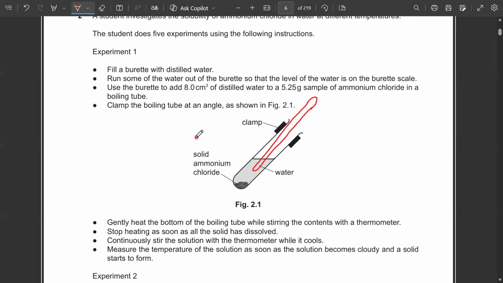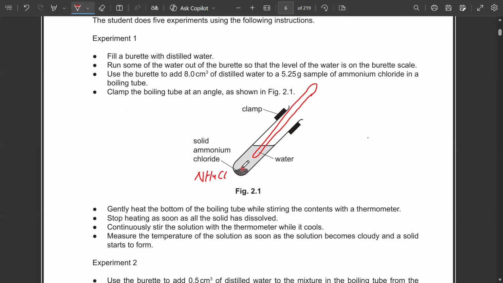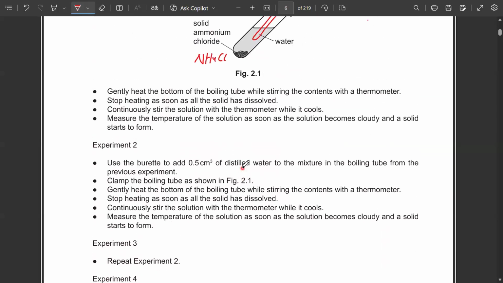Can someone tell me the formula of ammonium chloride? I will take the question from Ishal. Ishal, do you know the formula of ammonium chloride? Yes, good. NH4Cl. This is NH4Cl. Okay, so yes, NH4Cl is being dissolved.